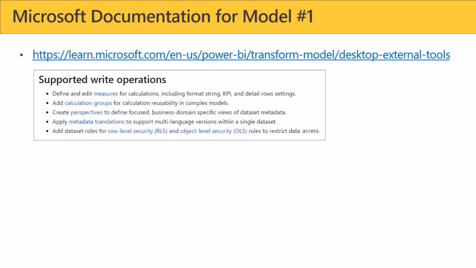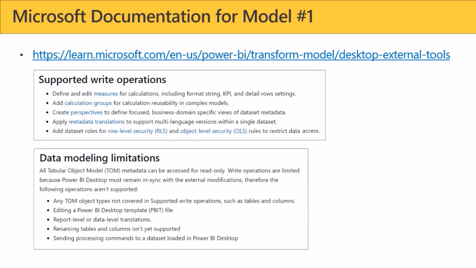Just to kind of limit what those are, there is this Microsoft documentation, and I will tell you up front, it's a little bit more strict than it should be. So it says you can define and edit measures for calculations, create calculation groups. We can create perspectives, which we don't really care about unless we're using Excel to connect to it. We can work with metadata translations, so that's what Translation Builder does. Or if you want to automate adding or managing row-level security roles, that's good.